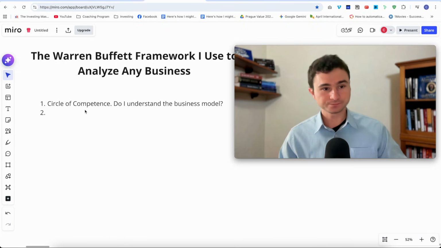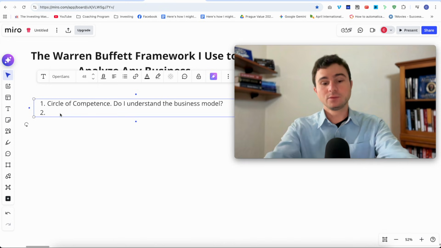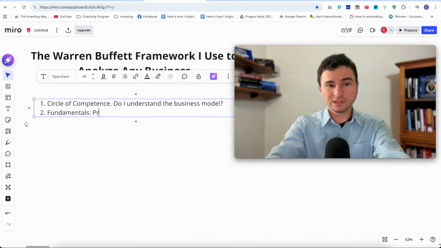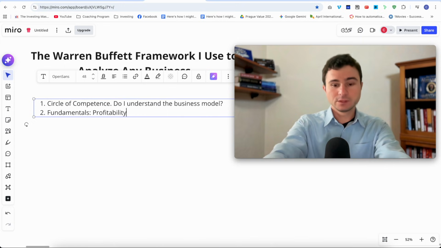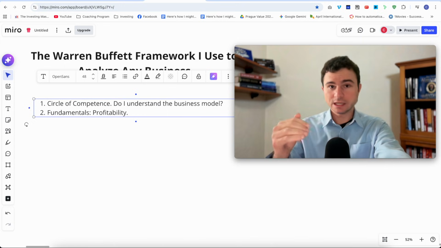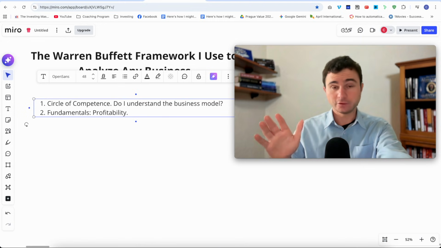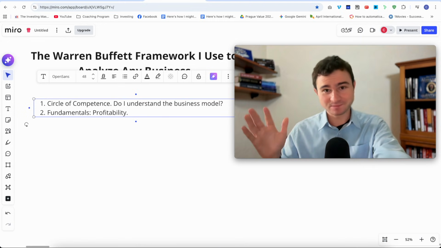Second point, metrics. You want to talk about the fundamentals. So you want profitability, which means you will never touch businesses that are unprofitable. Never. That's it. You can just dismiss them as soon as possible.